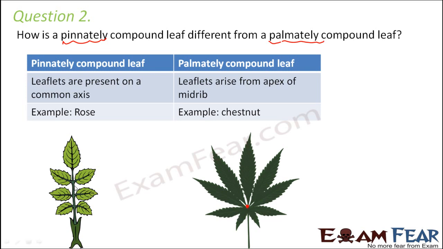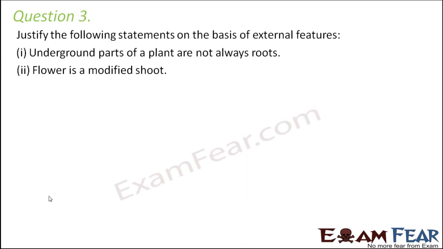Whereas in pinnately compound leaf, you have leaflets on a common axis, and that axis is known as rachis. So in a pinnately compound leaf, leaflets are present on a common axis, whereas in palmately compound leaf, leaflets arise from apex of midrib. So this is the midrib, apex of midrib, all the leaves will arise. Example is chestnut, and in pinnately compound leaf, the example is rose. Let's look at question 3.